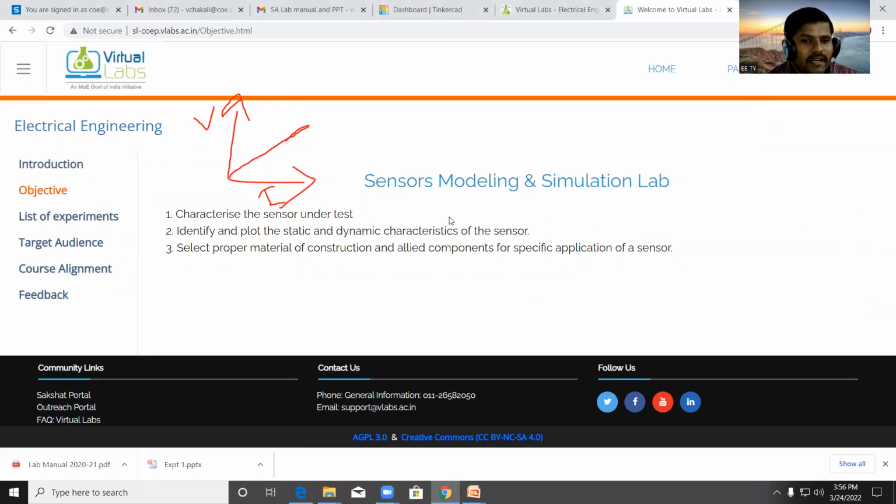Then the sensor objective. Okay, what is the objective of inventing this lab, or this VLab platform? It is to characterize different sensors by performing a test. Suppose we want to characterize the temperature sensor. A temperature sensor is resistance dependent on temperature, that is the RTD sensor, resistance temperature dependent sensor. So in case of a resistance temperature dependent sensor, what is the relation between RT and R0?